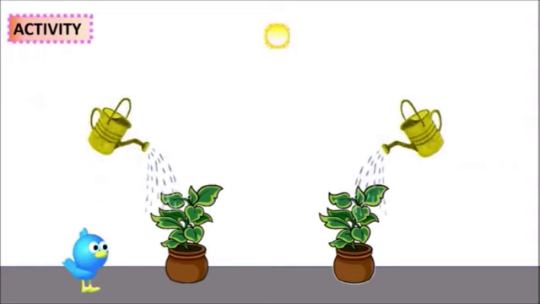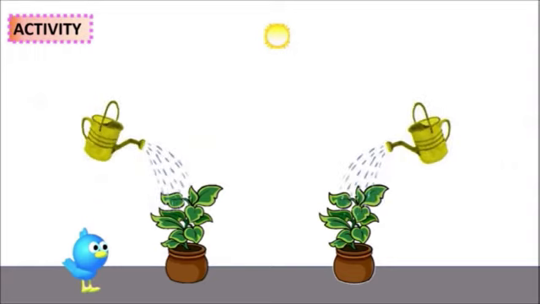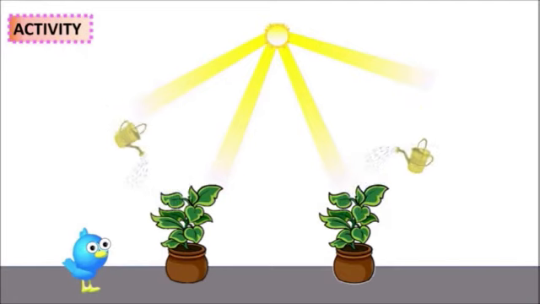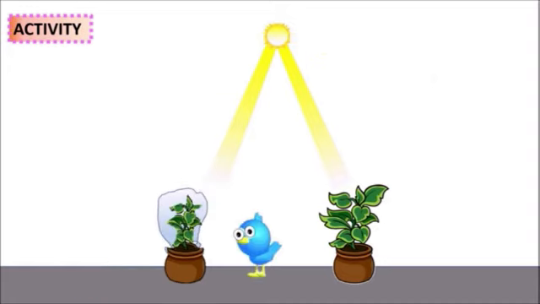Add water to both the plants and keep them in sunlight. Cover one of the plants with a thin, transparent plastic sheet. Observe the plants for a few days. The plant which is kept covered with plastic sheet will shrink up and dry out after some days. The other plant will remain healthy.